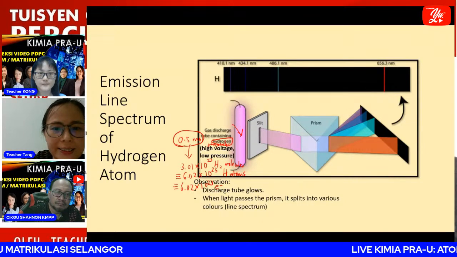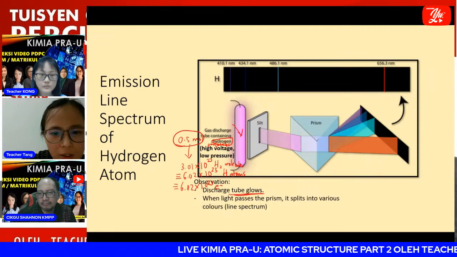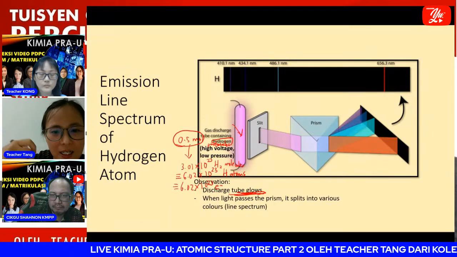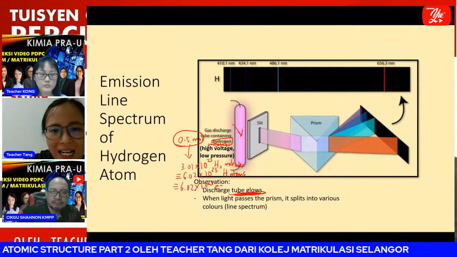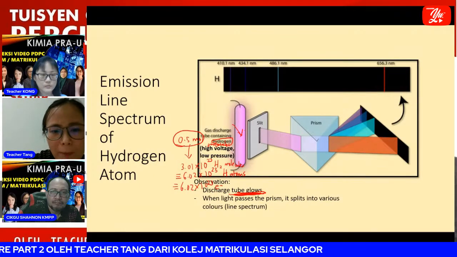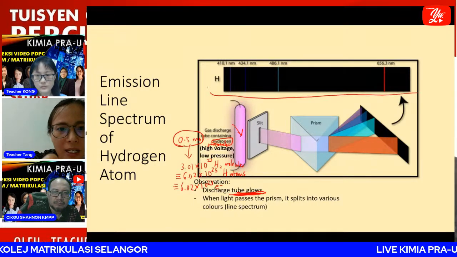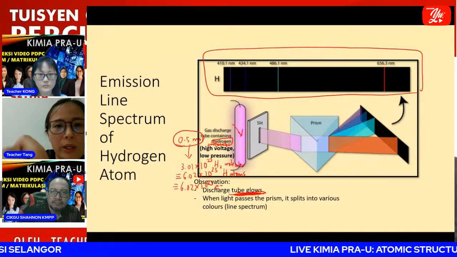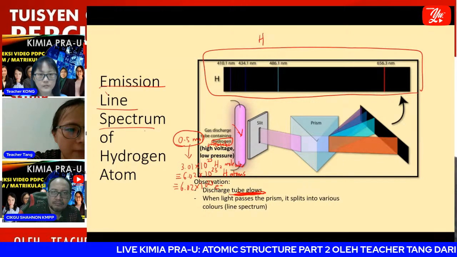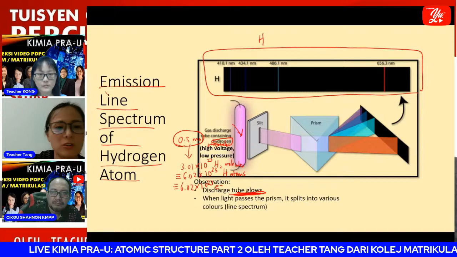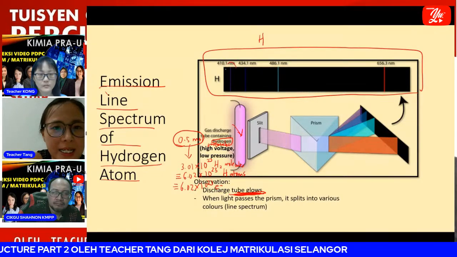So basically, what scientists did is they put the hydrogen molecules inside the discharge tube, and then they see the discharge tube glows, which means that light, photons, is being emitted. When the light from the discharge tube passes through the slit and the prism, the scientists observe this, and this is what we call the hydrogen emission line spectrum, where we see discrete lines like this.